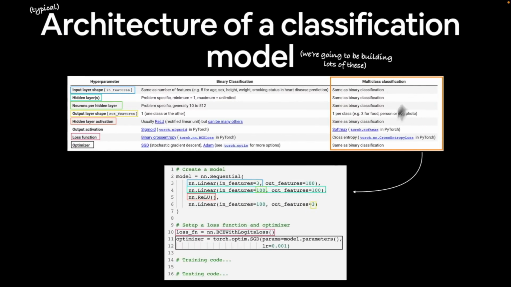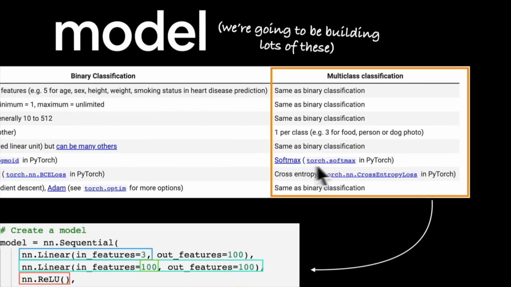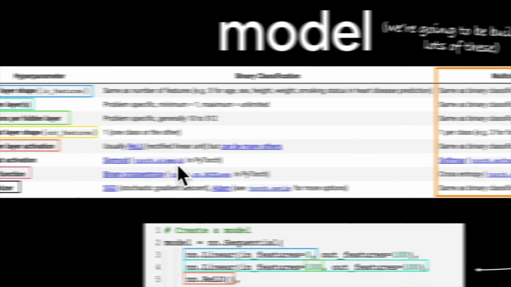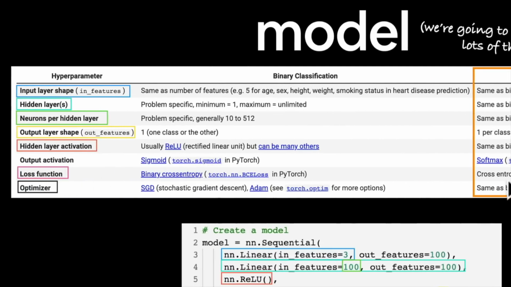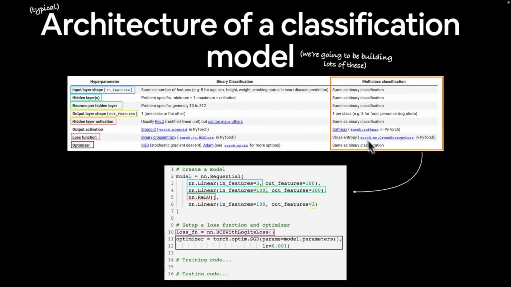So let's go back to the keynote. So this is what we're going to be working on, multi-class classification. So there's one of the big differences here. We use the softmax activation function versus sigmoid. There's another big difference here. Instead of binary cross-entropy, we use just cross-entropy. But I think most of it's going to stay the same.